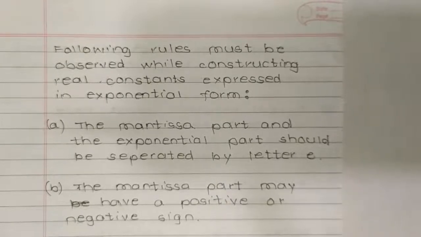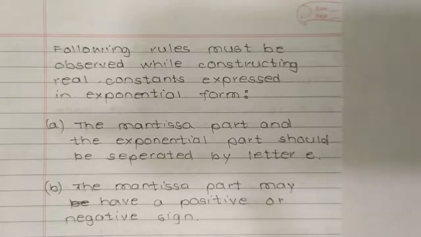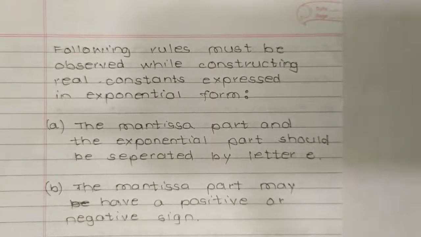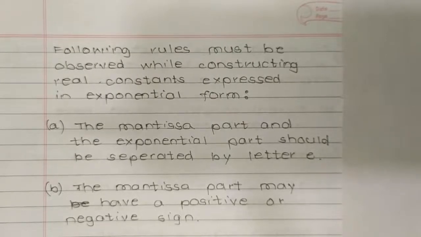The following rules must be observed while constructing real constants expressed in exponential form. So we can express numbers and real constants in exponential form, but there are a few rules for expressing them in exponential form. Rule A: the mantissa part and the exponential part should be separated by the letter E.